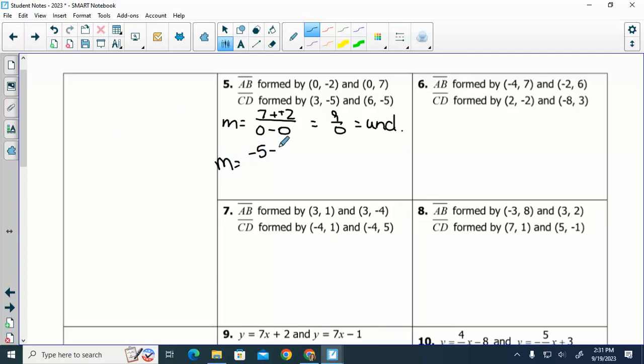Check the other one. y2 minus y1, x2 minus x1. We get 0 over 3, which is 0. So these are perpendicular. 0 and undefined would be perpendicular. Any issues with that? Okay.